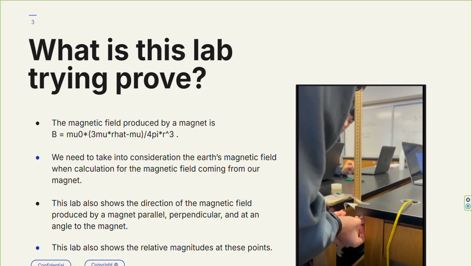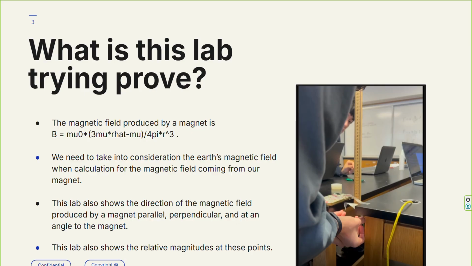This lab also proves that the Earth has a magnetic field, and that it is strong enough to necessitate us aligning with the magnetic north of the Earth, so that we can take that out of our calculations. It also proves the direction a magnetic field is going from a magnet.